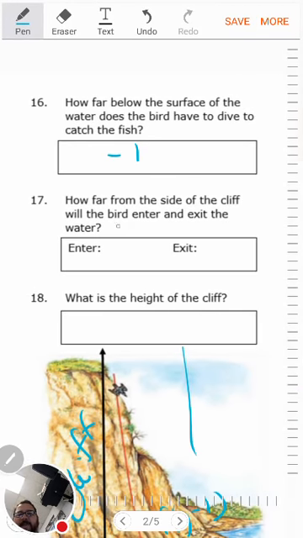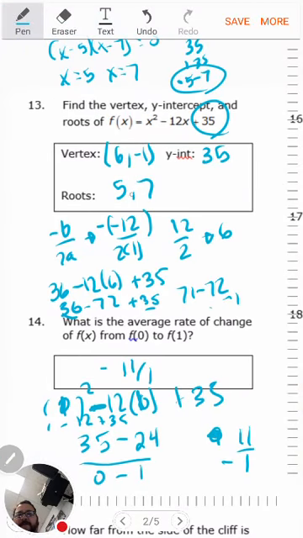Okay, and when will the bird enter? Well, that's the roots. It'll enter at 5, exit at 7.